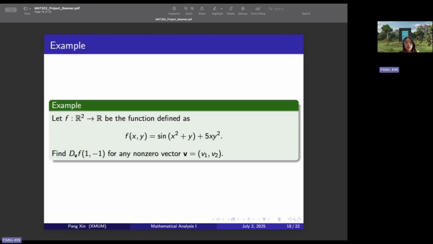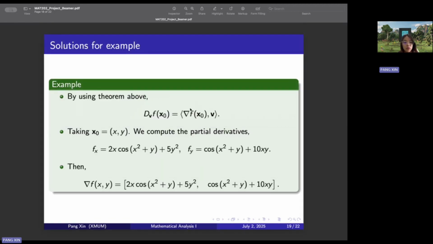Let's go through an example. Here's a function defined as f(x,y) equals sin(x^2 + y) + 5xy^2. We are asked to compute the directional derivative at (1, -1) in the direction of any vector v equals (v1, v2). We will first compute the gradient and then multiply by the direction vector. So for the gradient, we need to compute the partial derivatives fx and fy. fx equals 2x cos(x^2 + y) + 5y^2, and fy equals cos(x^2 + y) + 10xy.